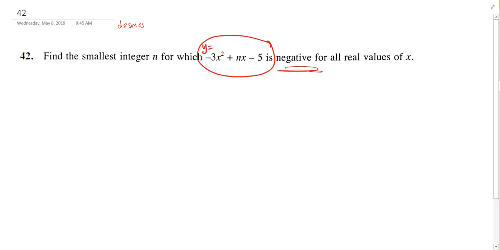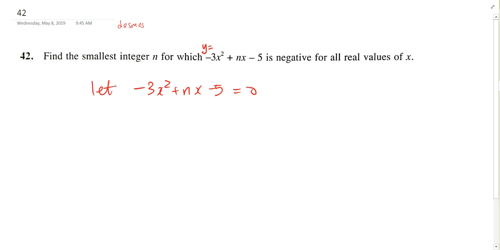So, in order to solve this question, what shall we do? Discriminant. Let it become 0 first. So negative 3x squared plus nx minus 5 equal to 0, is it? Yeah. Why must it be equal to 0? Same question again, right? Because we are considering whether it cuts the x-axis or not. And the x-axis has an equation of y equals 0.